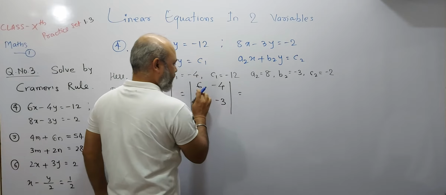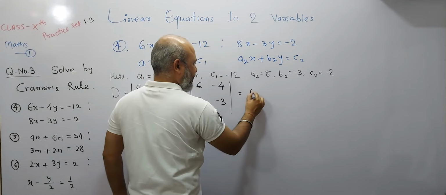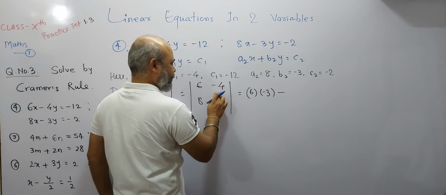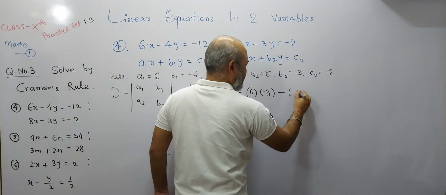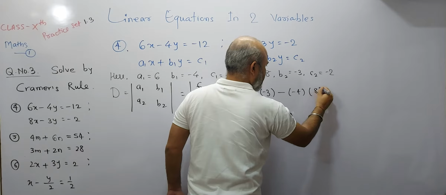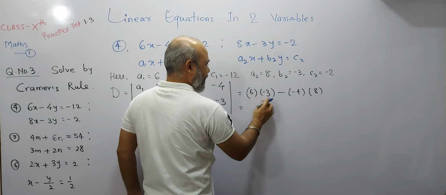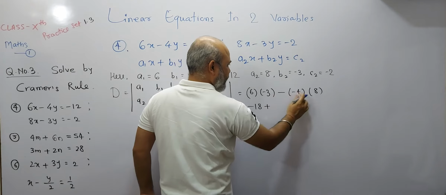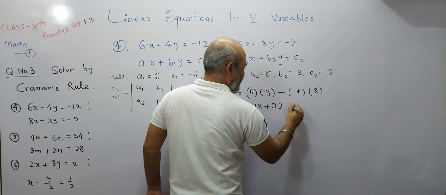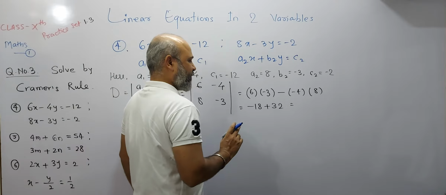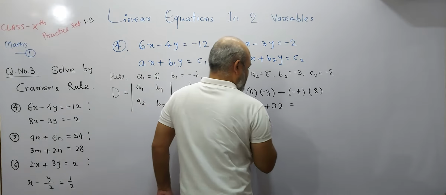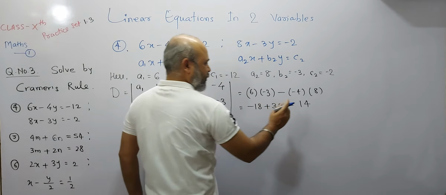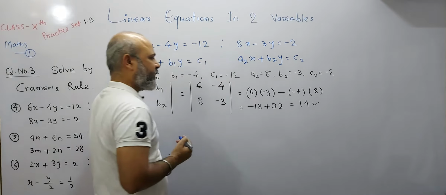So this is equal to 6 multiplied by minus 3, then minus sign, minus 4 multiplied by 8. So you will get what? Minus 18. This minus minus becomes plus, 4 8s are 32, and then you will get subtraction, 14. Okay, so plus 14 is the value of D.